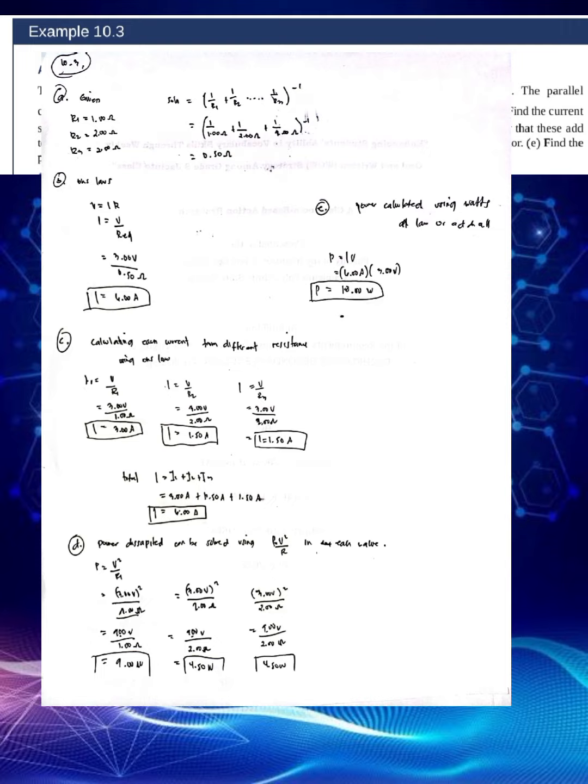And for the last, which is E, the power calculated using Ohm's law or add all. Because equation in Ohm's law, is power is equal to current times volt. So we all know that our current here is 6 ampere, and our volt is 3 volts. So we get 18 watts. Again, if we add them, so 4.5 watts plus 4.5 watts, so we get 9 watts. And add also with 9 watts, so we get 18 watts. We can use either adding all or using the Ohm's law formula.